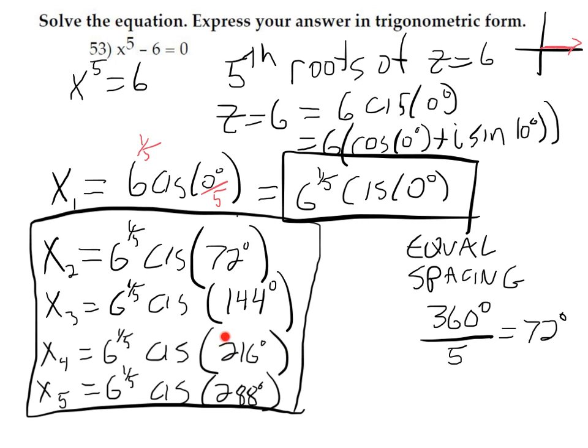Some books require you to subtract 360 degrees from anything over 180, so these two would be negative answers in those books. That's an easy fix. And other books require you to not write CIS, although it's so convenient, but to actually write, for example, this one would be cosine 288 degrees plus I sine 288 degrees, very much like this notation. But this is very fast and easy, and the equal spacing saves you from having to work out whatever crazy formula version they have for this concept. All right, that completes this problem.